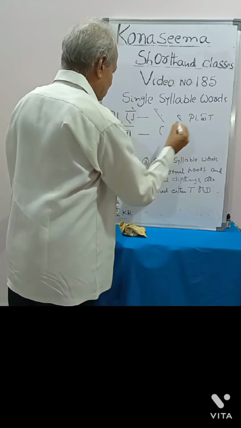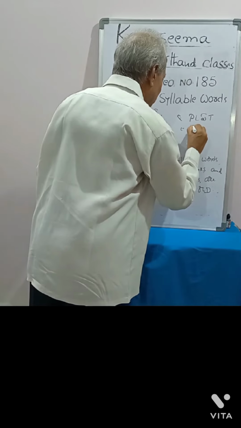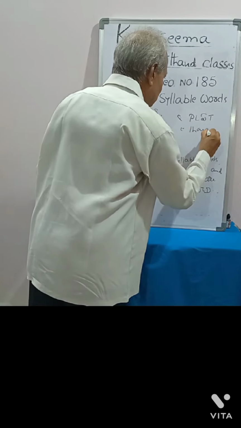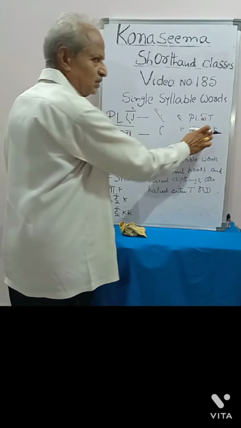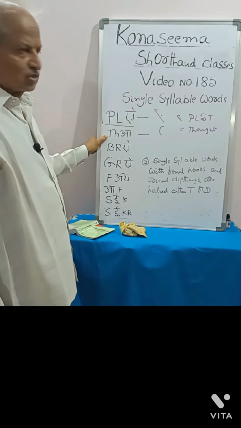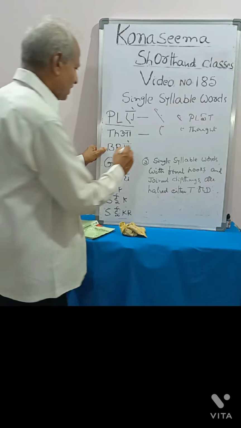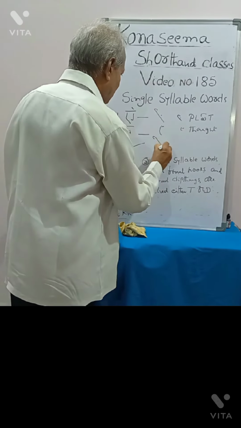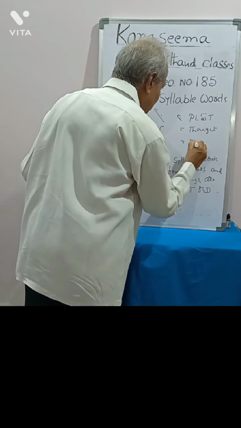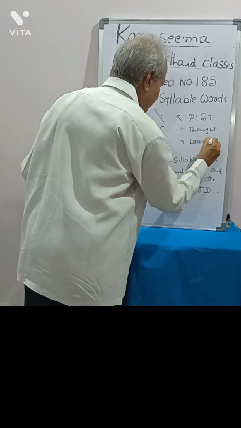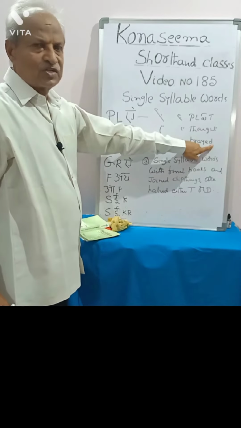If we write like this, thought. Because this is a light stroke, T came as additional sound. Here, bray. You see, this is bray. If we write like this, it will become braid. Since B is a heavy stroke, D will come as additional sound.